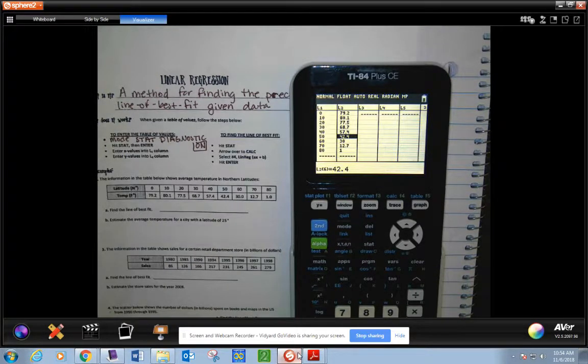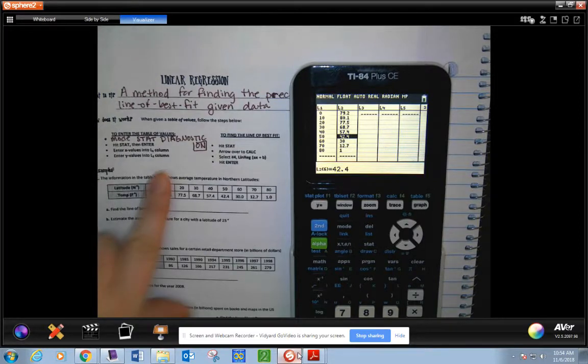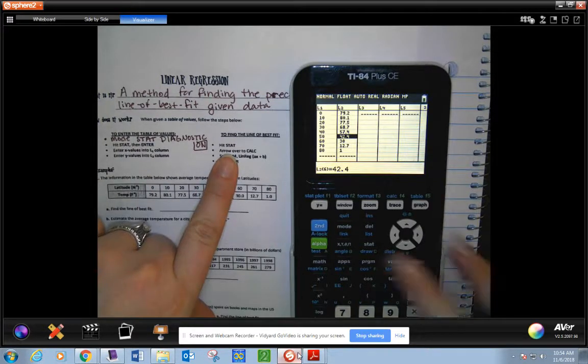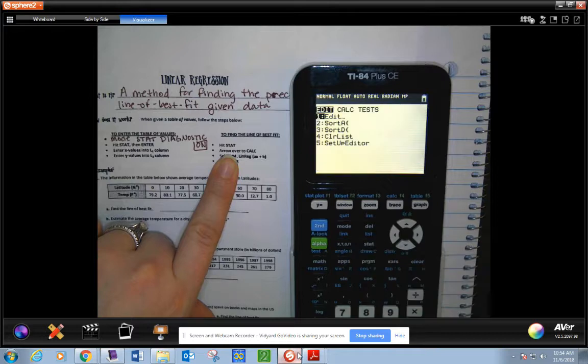Now that you have it all in there correctly, we're going to move over to this column, go back, and hit the button stat.